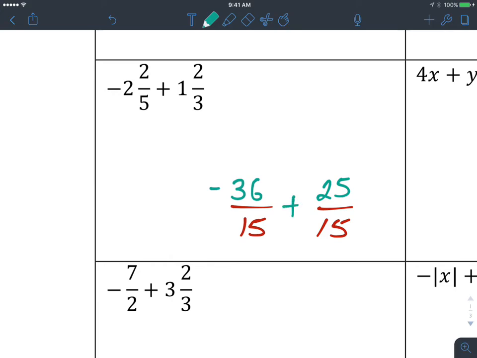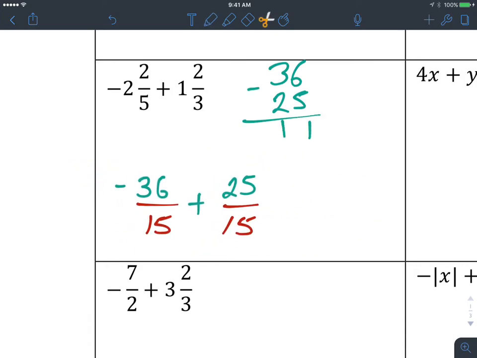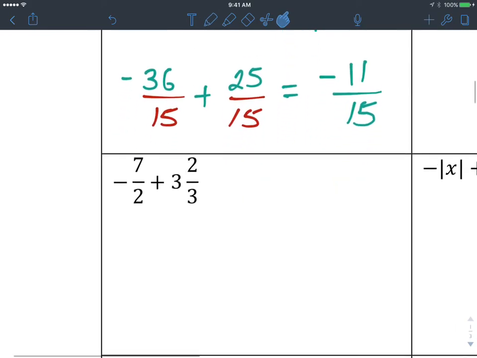So I got -36 plus 25. Different signs means I'm going to subtract the numbers. 36 minus 25 gives me 11. And so I'm going to have an answer of 11 over 15, but I'm not done quite yet, because the bigger number is negative, and so I'm going to keep the sign of the bigger number: -11 over 15. And that is in the simplest form, so we are good there.